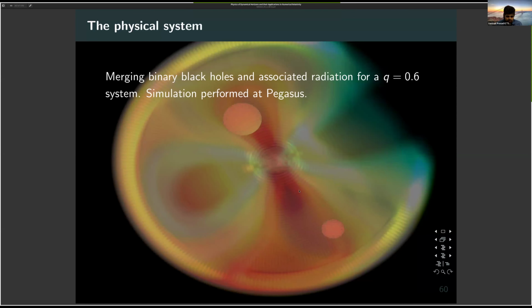So the system is the same as the previous case. We have a binary black hole system, two black holes. This particular one is asymmetric. It's non-spinning. Mass ratio was about 0.6. And this is a top view. Gravitational radiation is visualized here. You see nice lobes of dominant quadrupolar pattern.